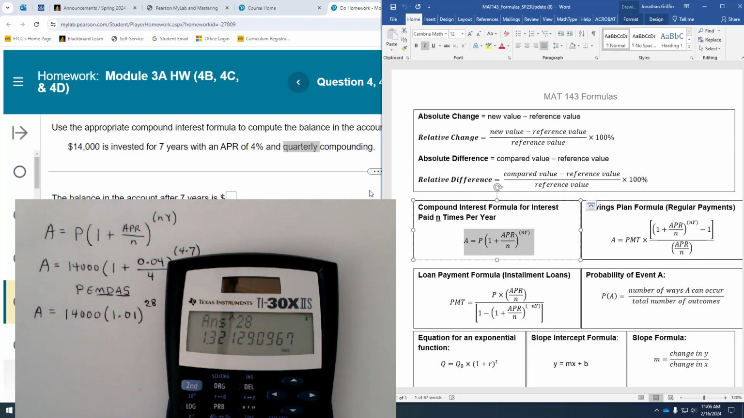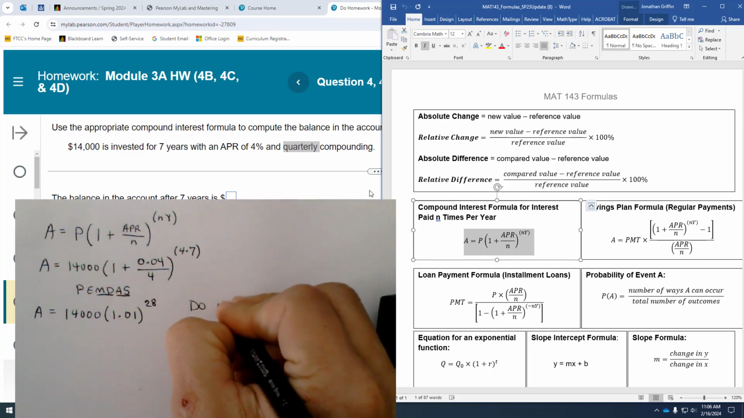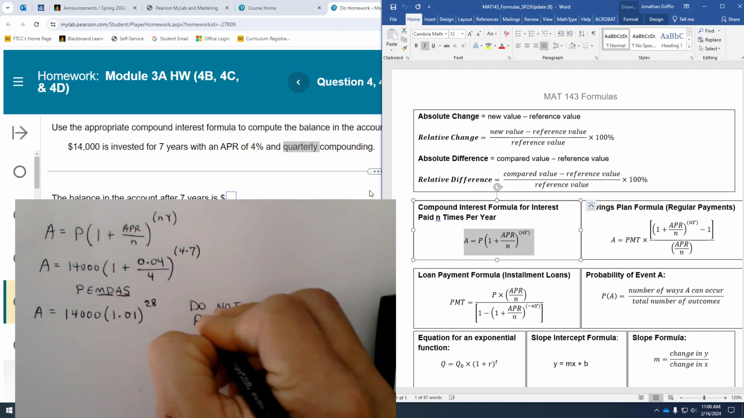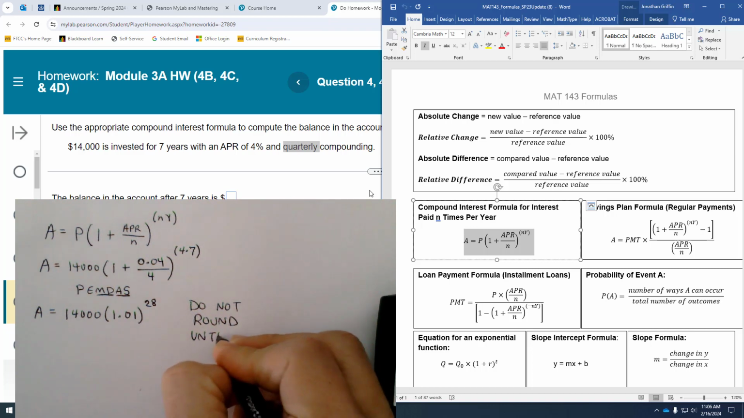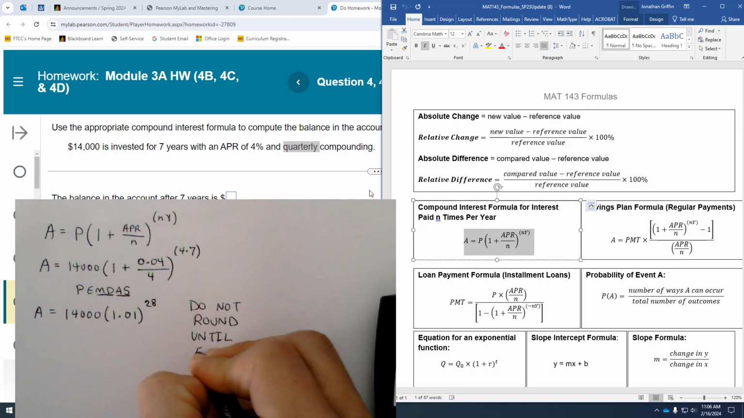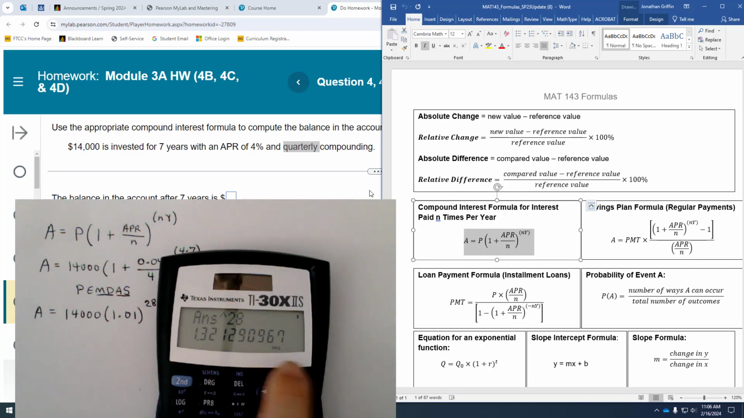Now this is where we have to be very careful. Do not round until the very end. Okay, do not round until the very end. So if you're in the habit of taking what the calculator gives you and rounding this, if you accidentally round that to 1.32 and multiply that by 14,000, it's going to be incorrect.